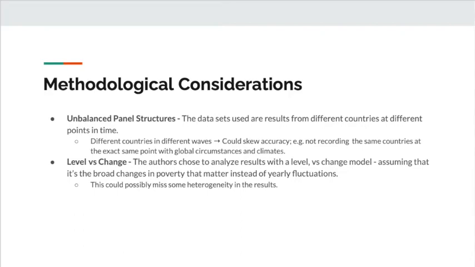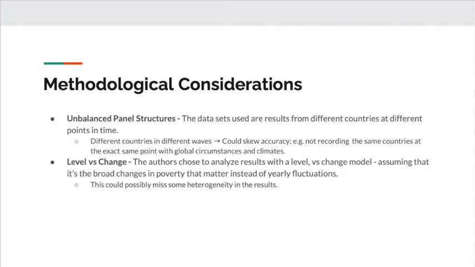This has the potential to skew the accuracy of the results because, for example, there could have been some big global event in 1996 that influenced results in some countries in very specific ways. So if there's only data for those specific countries from that time, and then there's other data for another country from a different time with different global events happening, the results could be unbalanced.